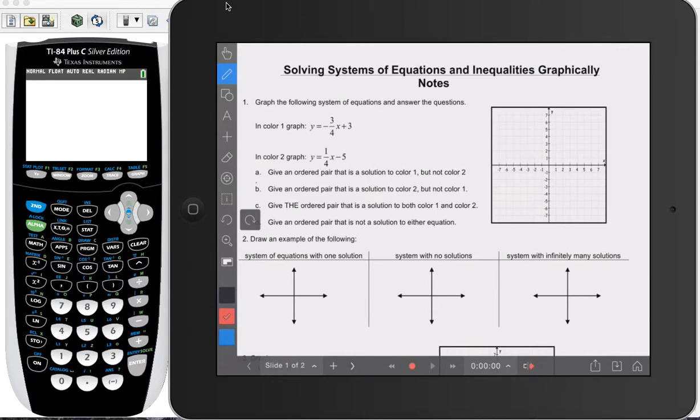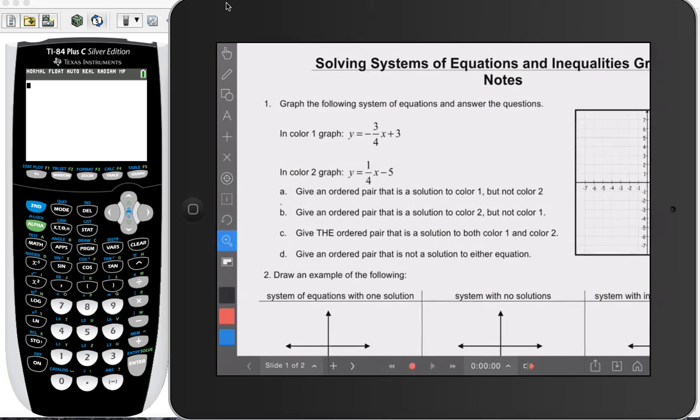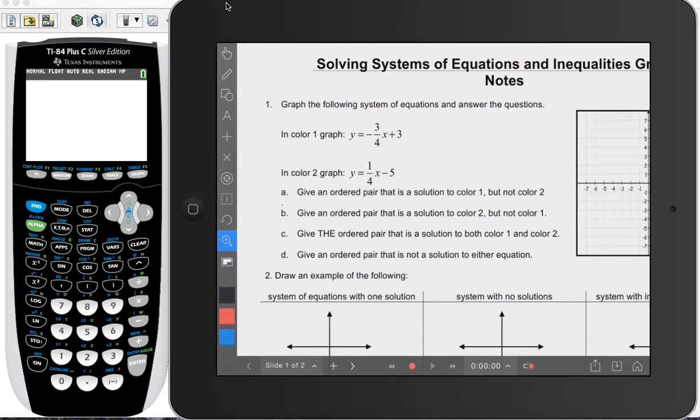Today we'll be working on solving systems of equations and inequalities graphically. Now let's go ahead and zoom in to number 1. In number 1, they're asking us to graph the system of equations.